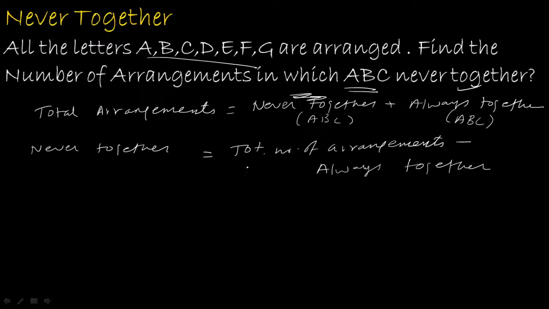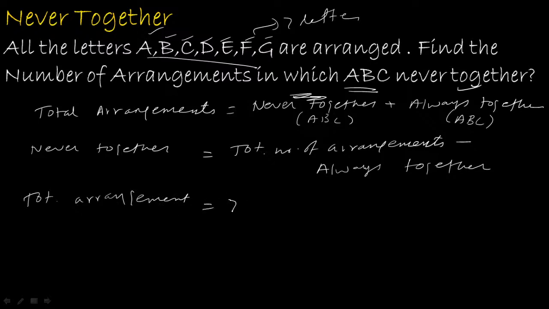So the total number of ways of arranging: here we have 1, 2, 3, 4, 5, 6, 7. None of the letters is repeated, but totally we have 7 letters. So the total number of arrangements is 7P7, or directly you can write 7 factorial. As I told you already, that value gives you 5040 ways.